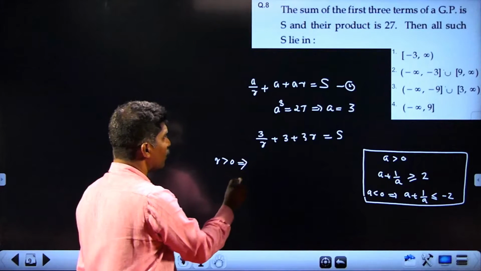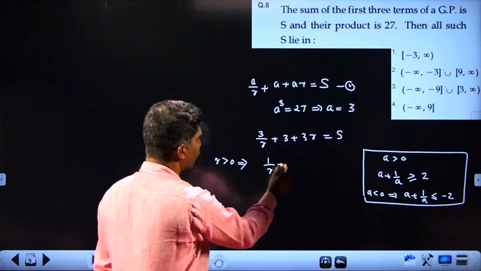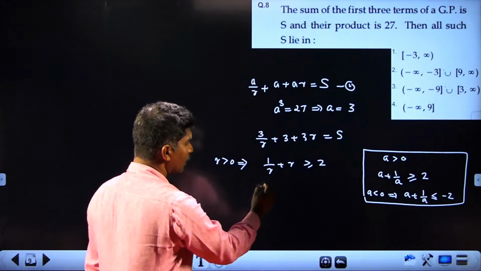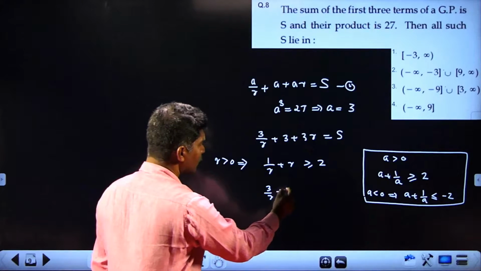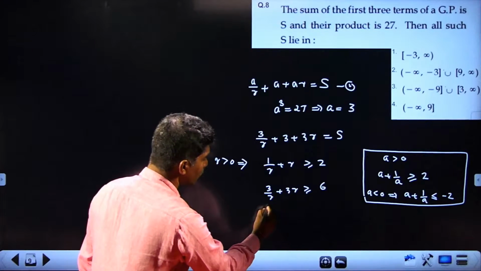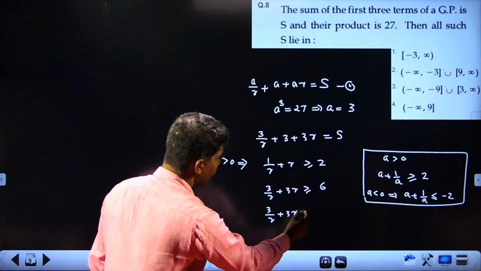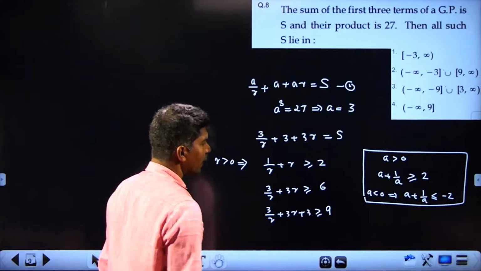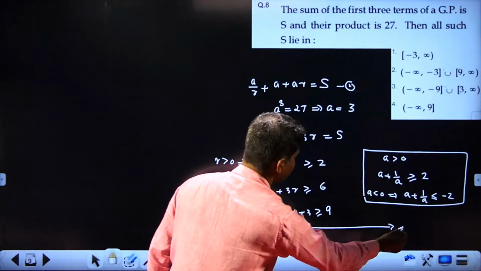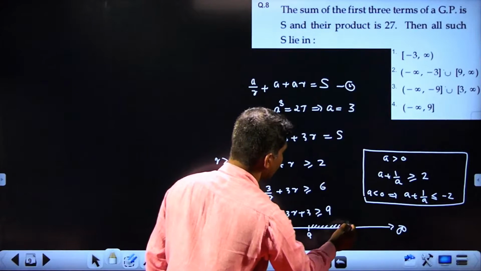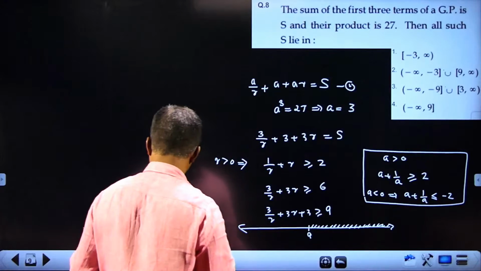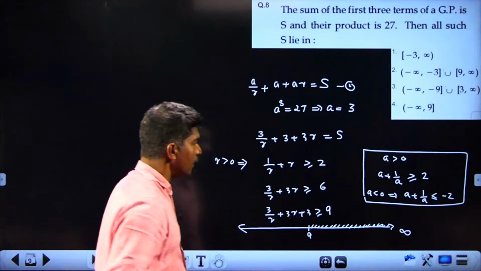R greater than 0 implies I can say that 1 by R plus R is greater than or equal to 2. Multiplying by 3, we get 3 by R plus 3R greater than or equal to 6. Then adding 3 on both sides, 3 by R plus 3R plus 3 is greater than or equal to 9. So the numbers are starting from 9 and up to infinity. This part is for the condition R greater than 0.